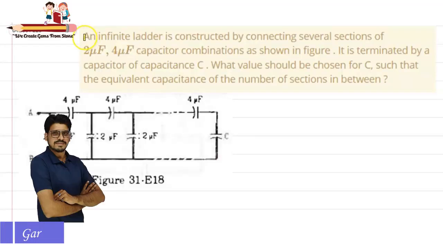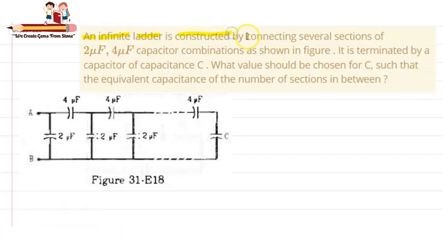Hello students, our question is: an infinite ladder is constructed by connecting several sections of 2 microfarad and 4 microfarad capacitors. Combinations are shown in the figure. It is terminated by a capacitor of capacitance C. What value should be chosen for C such that the equivalent capacitance is independent of the number of sections in between?